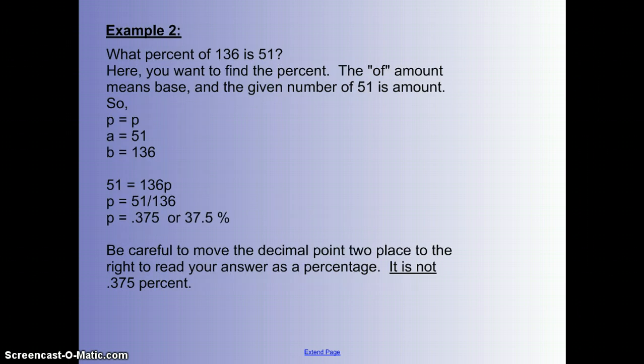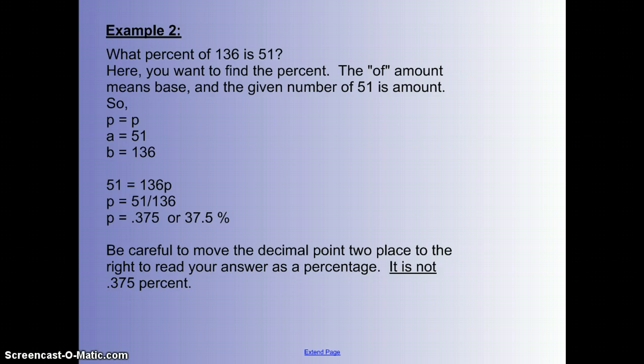In example 2, we're trying to find what percent of 136 is 51. So here you're trying to find percent. The "of" amount in this word problem means the base, and the given number of 51 is the amount. So P is our variable, A equals 51, and B is 136. I'm going to plug that into the equation A equals PB. So 51 equals 136p. P equals 51 divided by 136, or P equals 0.375.